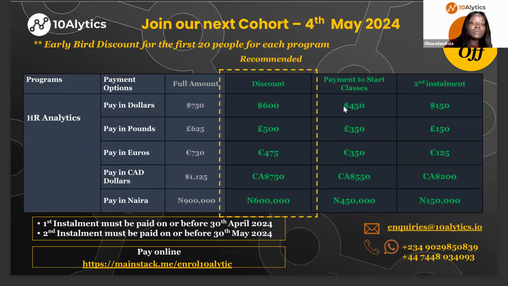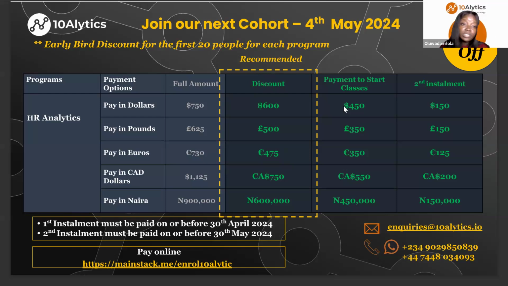Okay, if you're paying in pounds, instead of paying £625, you get to pay £500. That is £125 off. So to start, you're paying £350, and then 1 month into the program, you pay £150. If you're paying in euros, you're paying €475.